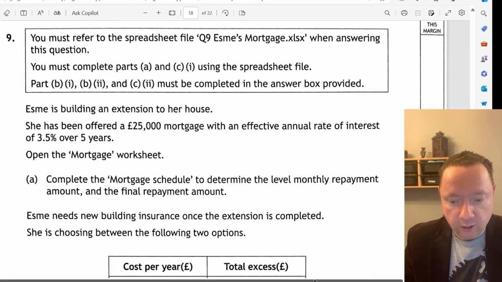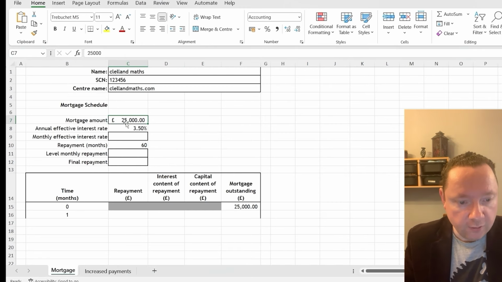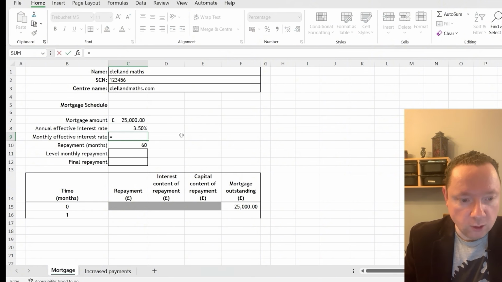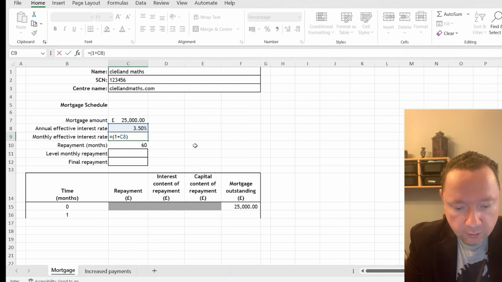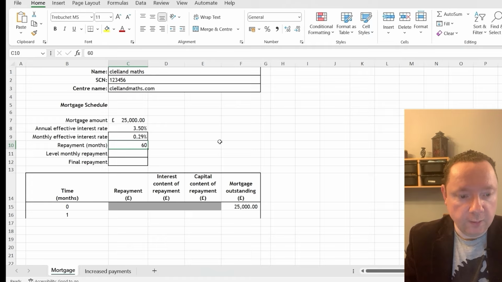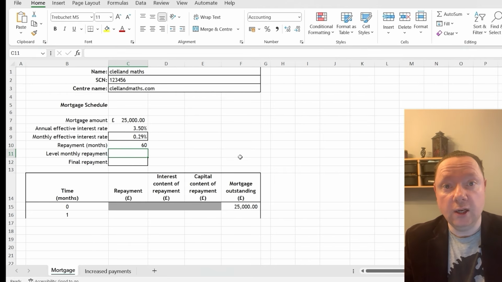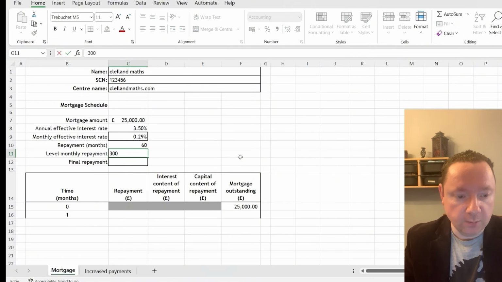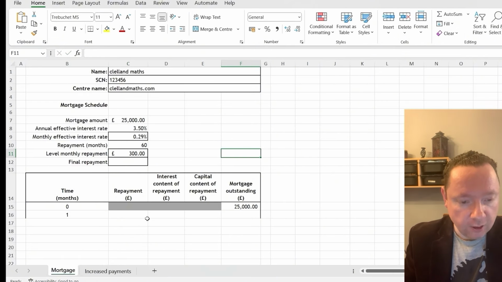Open the mortgage worksheet, complete the mortgage schedule to determine the level monthly repayment amount and final repayment amount. Okay, so there's a spreadsheet, 25,000 annual, so we need to go monthly, so that equals 1 plus the annual to the power of 1 over 12, and then you need to take away 1. So you get 0.29%. Level monthly repayment, no idea. This is a goal seek question, so let's just make it up, £300. And let's start filling in our schedule.